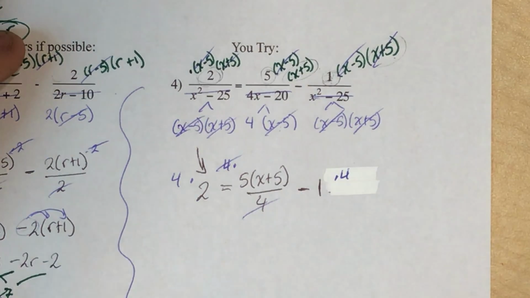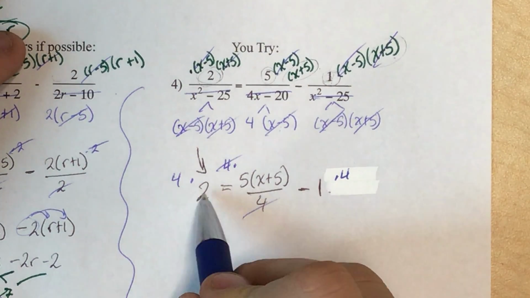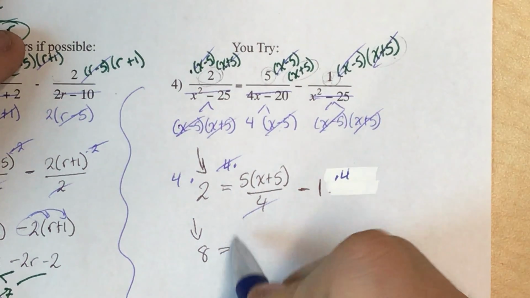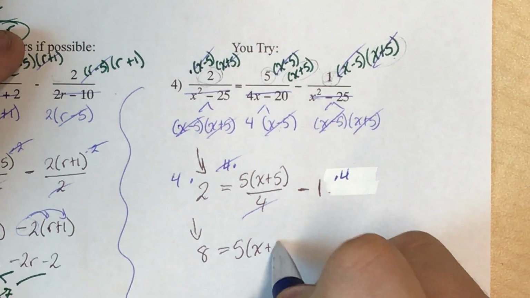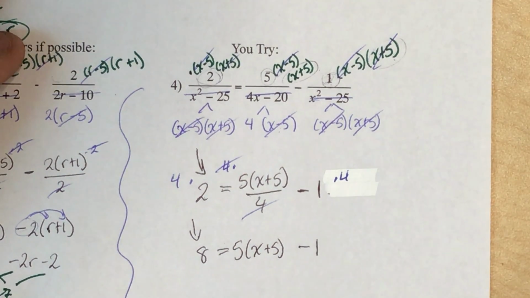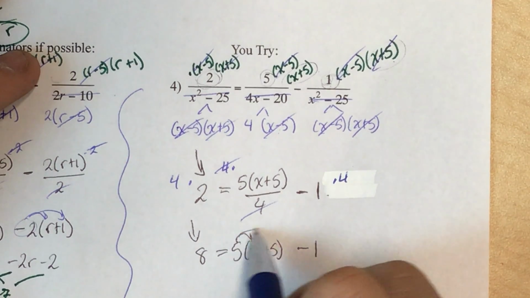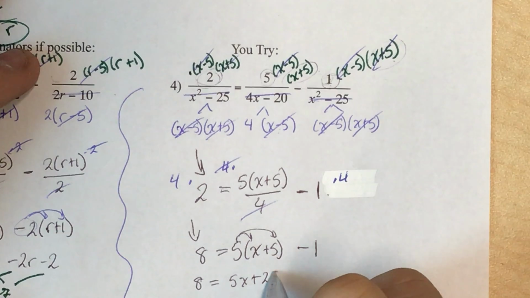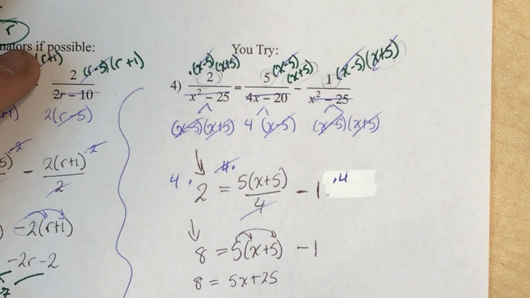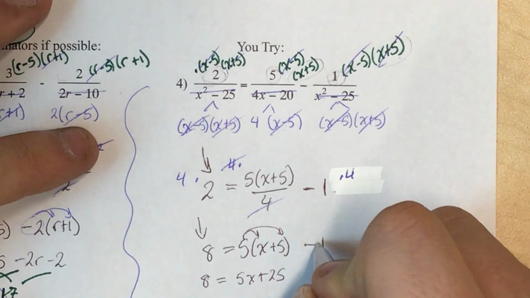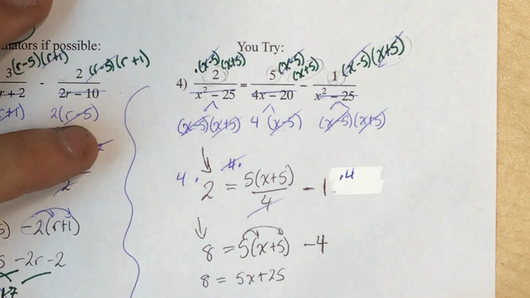That eliminates this 4. And so now what we have is 4 times 2, which is 8, and that is equal to, all that's left over is 5 times x plus 5, minus 1. Now that 5 is going to distribute into both of those terms. So you have 8 is equal to 5x plus 25. This should equal 1 times 4, which is negative 4, minus 4.